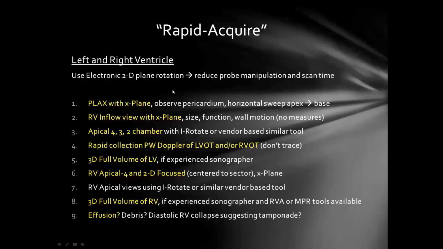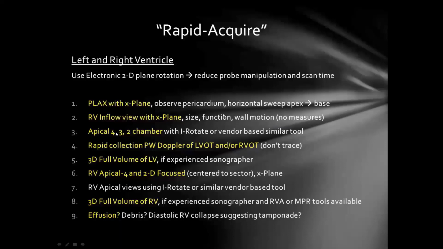Then you could tilt down to your RV inflow view, turn on your X-plane, and you can acquire that view. You'll have both views, and from that view later, when you're out of the room, you can measure size, you can evaluate some of the functional aspects. You could probably perform some of the strain and the TAPSE or whatever you need to do, and then look at the wall motion. You should not really need to perform any measures unless, again, your policy states that they want you to do a couple of things such as an M-mode TAPSE or something. I won't debate whether that's really needed or not. I'll leave that up to your team.